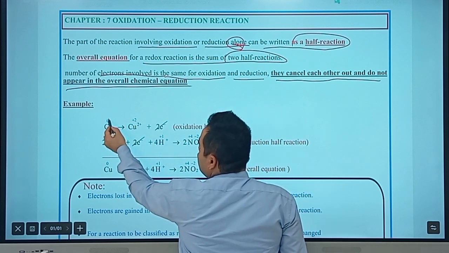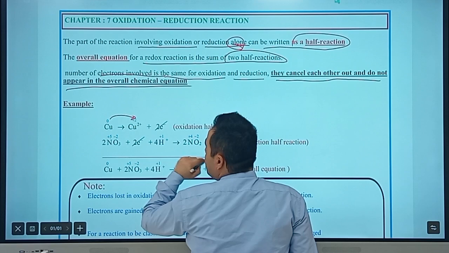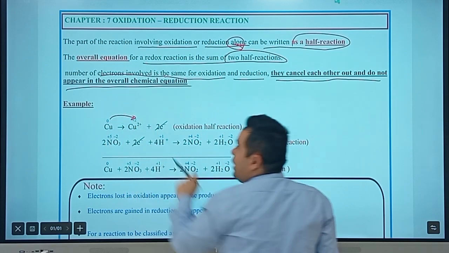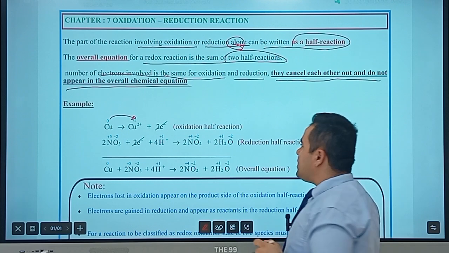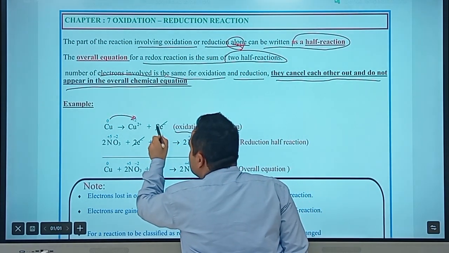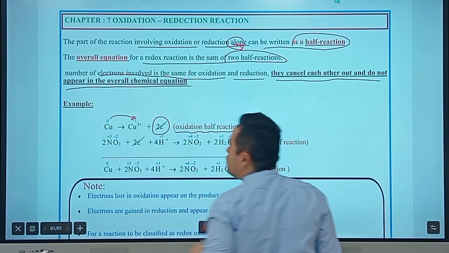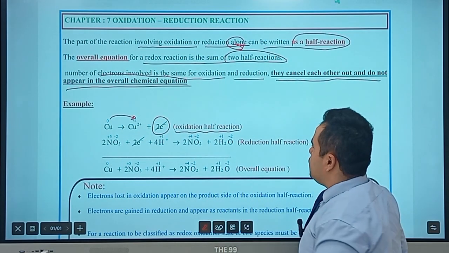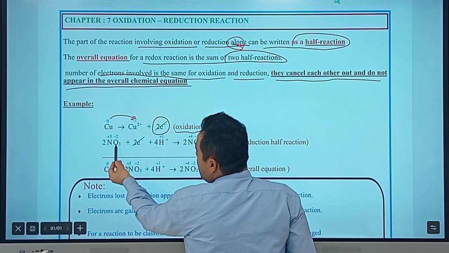Here Cu, which is a 0 atom, goes to Cu2+ ion. As you can see, we have an increase in the oxidation state. That's why this is the oxidation half reaction. How many electrons are added to the product? 2 electrons, because the difference between 0 and 2 is 2 electrons.